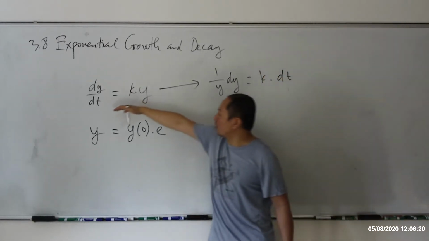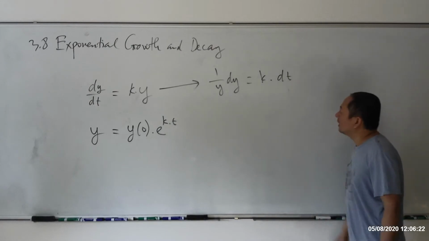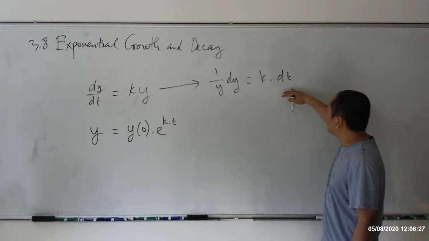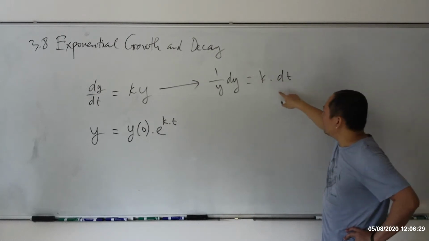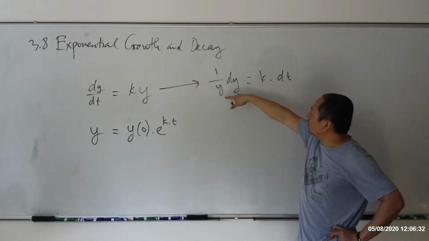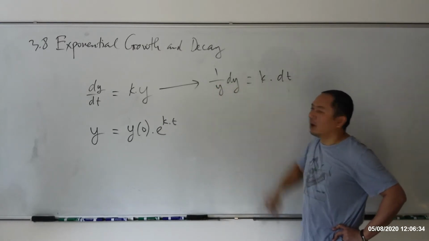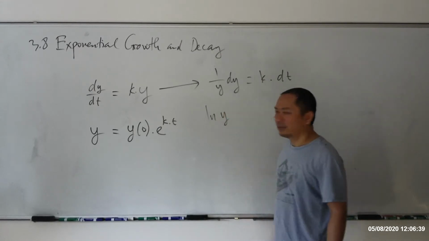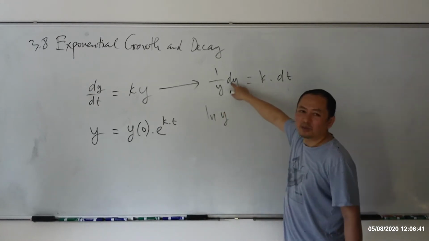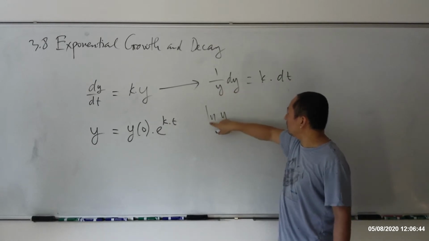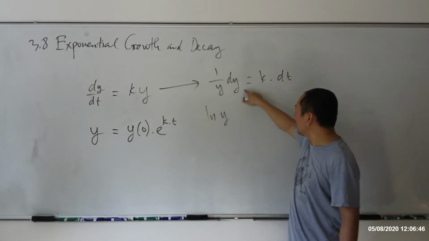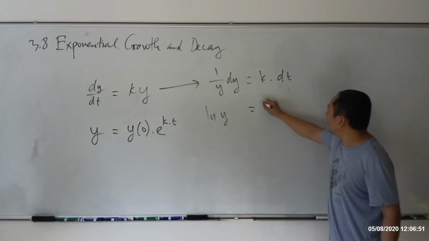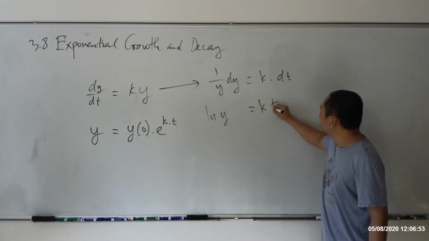See? Divide both sides by y, multiply both sides by dt. The left-hand side is 1 over y dy, the right-hand side is k, which is a constant already, times dt. And you ask yourself, what derivative gives us 1 over y dy? We learned this already. This is ln of y. dy means like y prime, so by the chain rule, the derivative of ln of y is 1 over y, times y prime, which is dy. And on the right-hand side, k is a constant already, and the antiderivative of dt is just t.